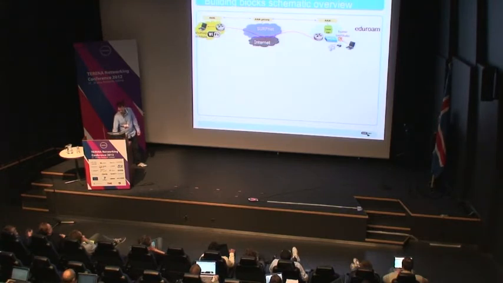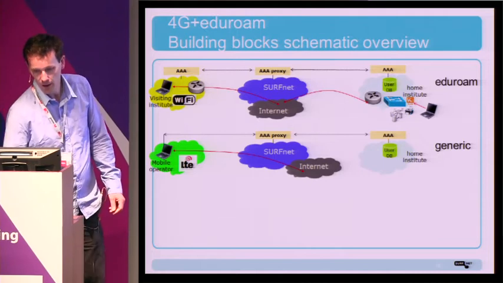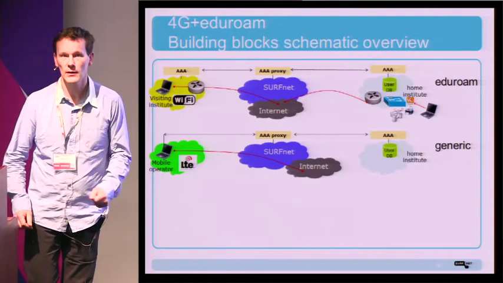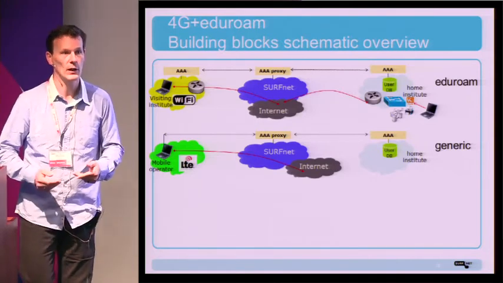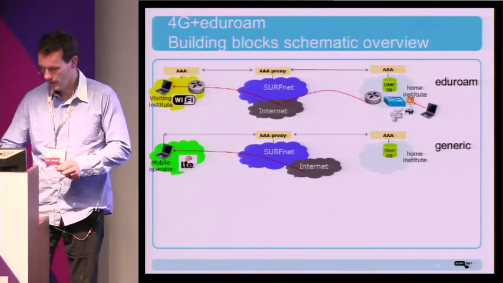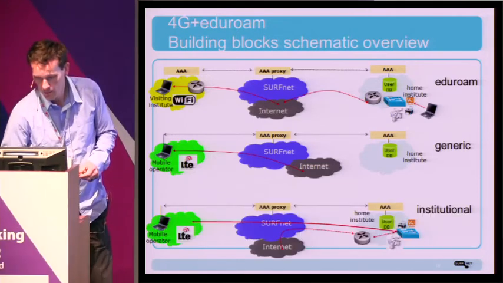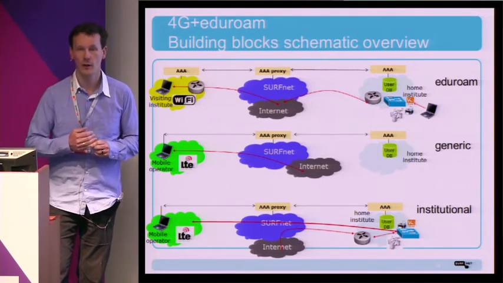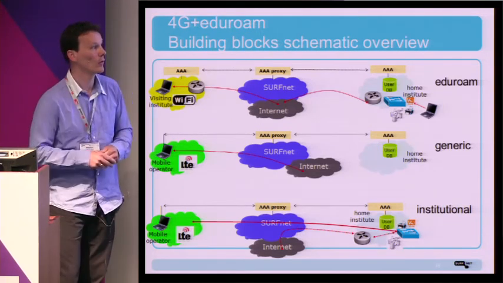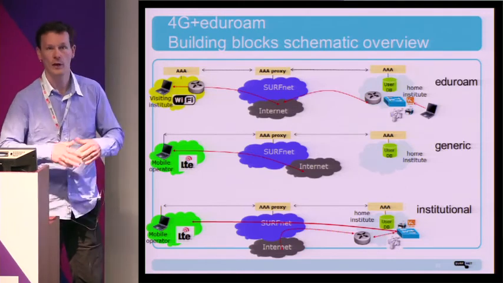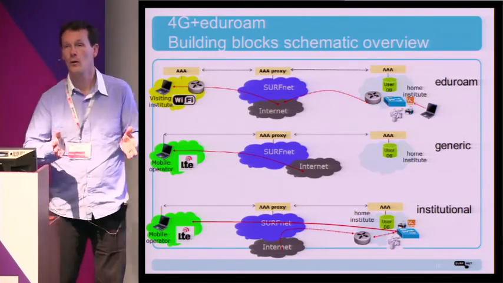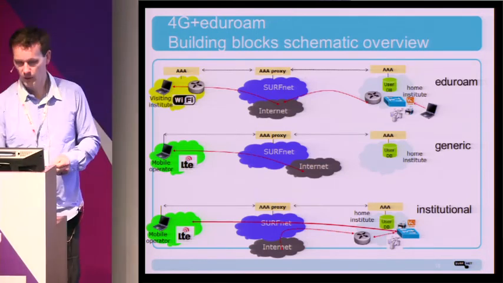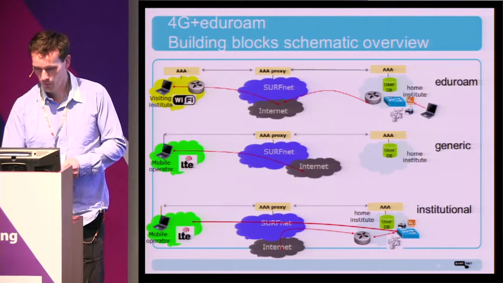So how can we do this with 4G? There are two flavors. The first is generic. That's like being at the visiting institute. You have direct access to the internet via the NRN. And the second flavor is the institutional flavor. Then you have a direct connection to your home institute, to the local area network over there. And from there you can reach either the local services or the internet again. So those are the two flavors we thought of.